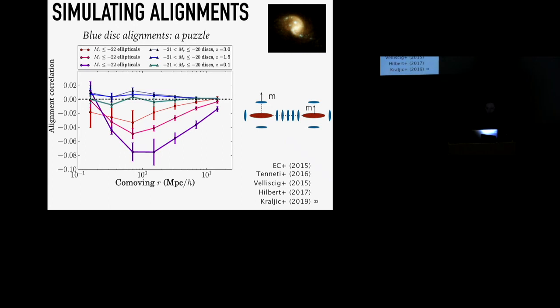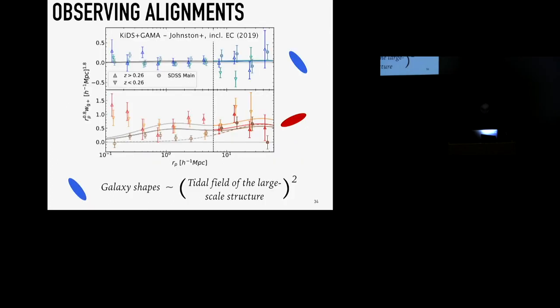And we think that blue galaxies are different from the elliptical red galaxies because in their case you have the plane of the disk, which has a significant angular momentum, and the mechanism that aligns that galaxy would actually be based on torques of that angular momentum rather than stretching by the tidal field. So that would naturally lead to a lower amplitude of alignment for the disks.